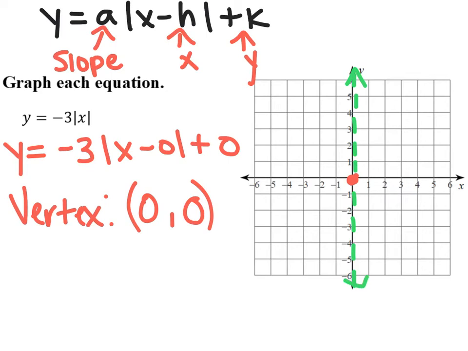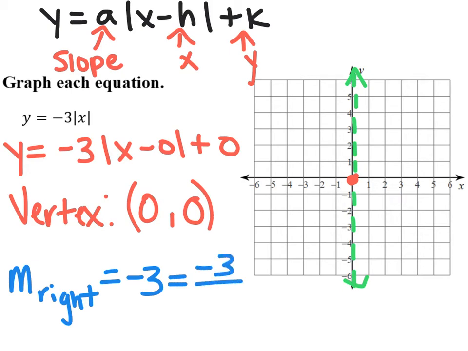Then you'll use the slope of the right side to graph the equation. So our slope here is -3, which is really -3/1. So on the right side, I'm going to move down 3 and over 1 and draw in the right side of the absolute value function. Lastly, I'm going to reflect this point over the axis of symmetry and draw in the left side.